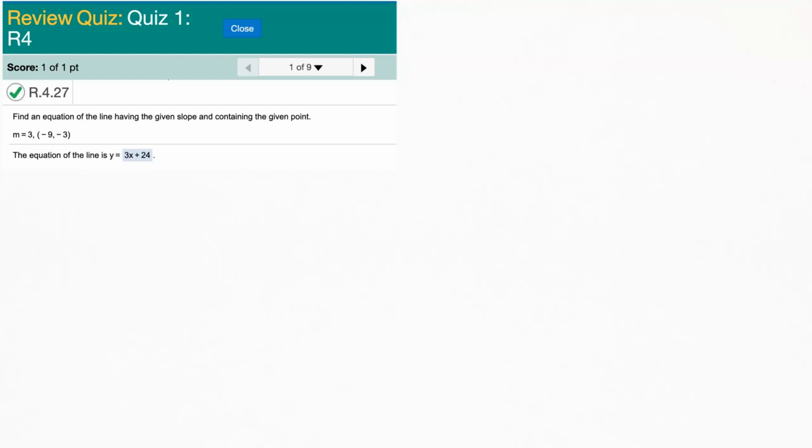Quiz 1 is really just a big review of a bunch of algebra concepts. So what we're looking at here is they're giving us a slope and a point. They're telling us our slope is 3 and that we have this point here, -9, -3, an x and a y. And they just want us to find the equation of that line.